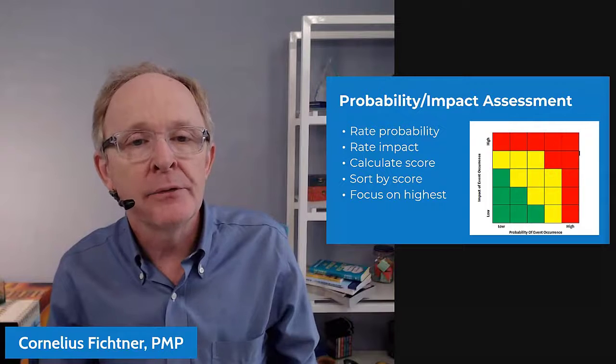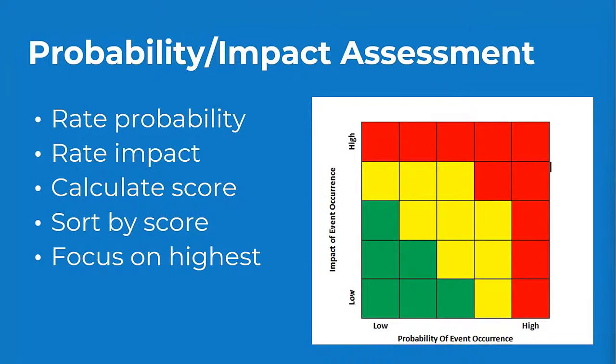Then it is a 5. Second, you want to rate the impact of the risk using the same scale, 1 to 5. And now you multiply those two scores together, right? So if you have, say, a probability 4, impact 3, that gives you a total score of 12.